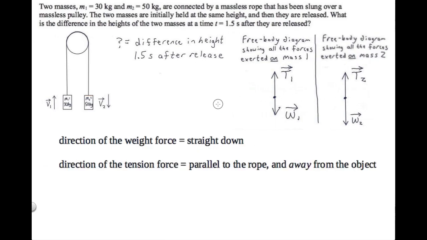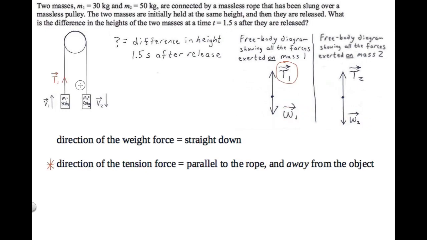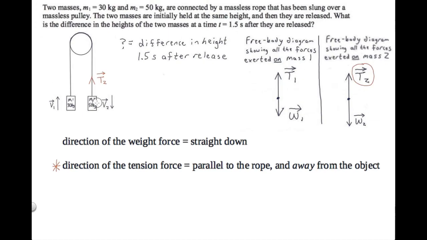Now let's discuss the directions of the forces. The weight force always points straight down. The tension force exerted by the rope on mass 1 points parallel to the rope and away from mass 1. So the tension force exerted on mass 1 points up. The tension force exerted by the rope on mass 2 points parallel to the rope and away from mass 2. So the tension force exerted by the rope on mass 2 also points up.